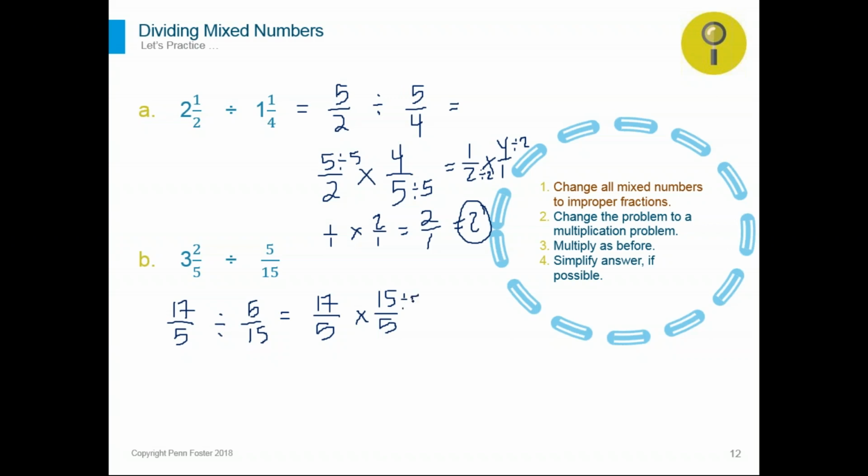I can divide over 5 and 5. Rewrite the question. You have 17/5 times 3/1. Nothing to be eliminated further. So multiply across. 51 over 5. Just change it to a mixed number, and you will find it's 10 and 1/5. So this is the quotient for dividing this mixed number by this fraction. Any questions?